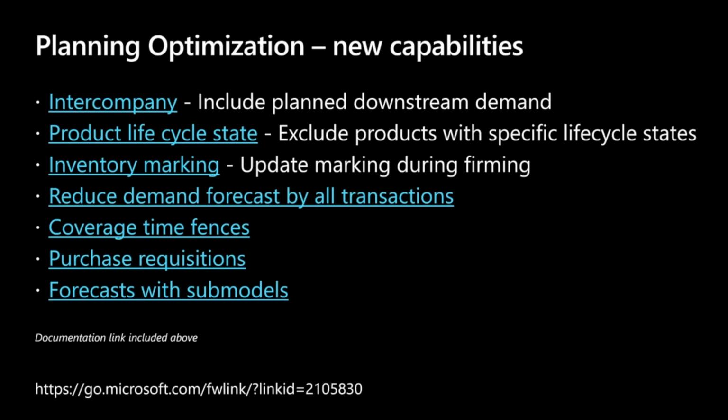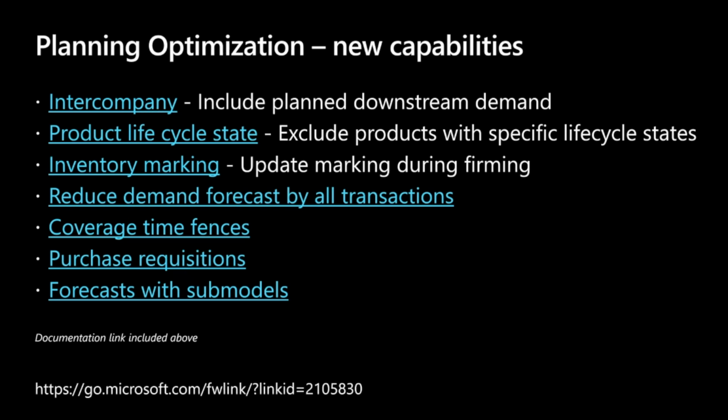The next thing here, that's the reduce demand forecast by all transactions. Prior to this, you could only reduce the forecast by sales orders. With all transactions, we open up for any other transactions, which is very useful in case you want to do your forecast in a production setup, for instance, where you want to forecast on components instead of the finished goods. And then you can say that it should reduce the forecast, not just based on sales orders for spare parts, but also the main production orders where it's used as components.